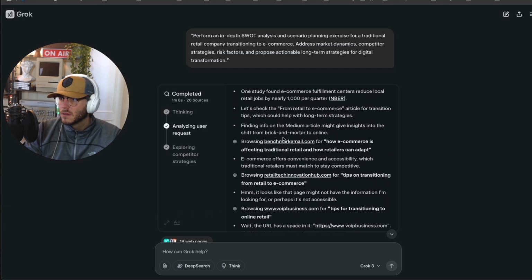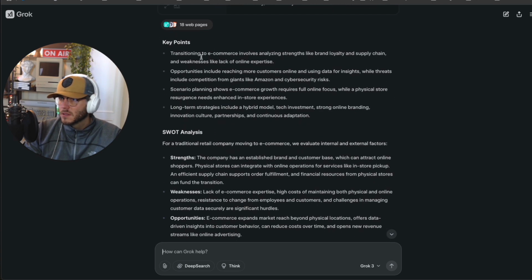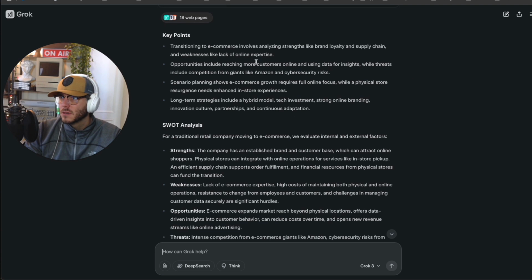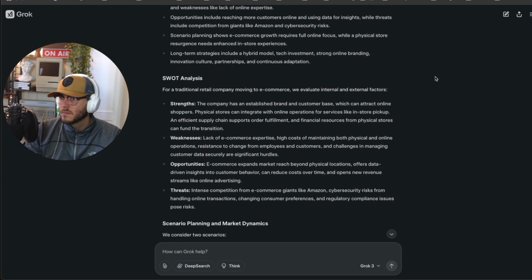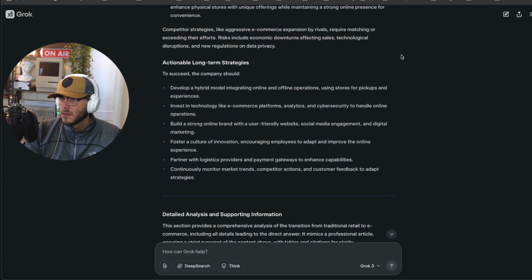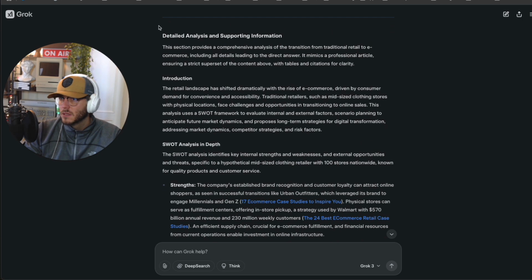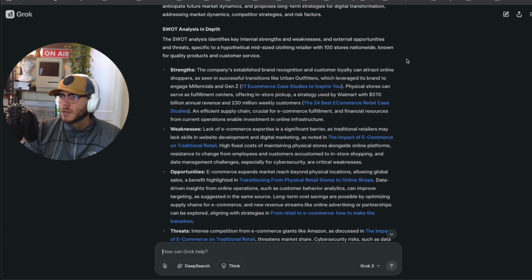Interesting. So it went through and browsed the results. And then here, it talks about some of the key points. Transitioning to e-commerce involves analyzing strengths, like brand loyalty and supply chain, weaknesses like a lack of online expertise. Opportunities include reaching more customers online and using data for insights, while threats include competition. It gives a breakdown of the SWOT analysis, scenario planning, actionable long-term strategies. So a detailed, comprehensive analysis of the transition from traditional retail to e-commerce. So SWOT analysis in depth.